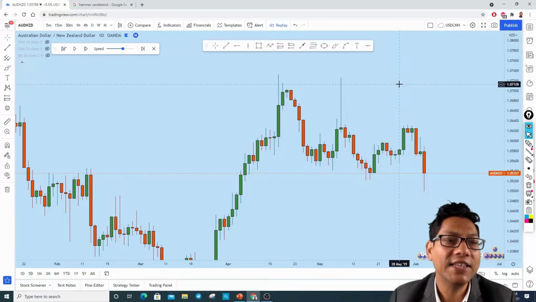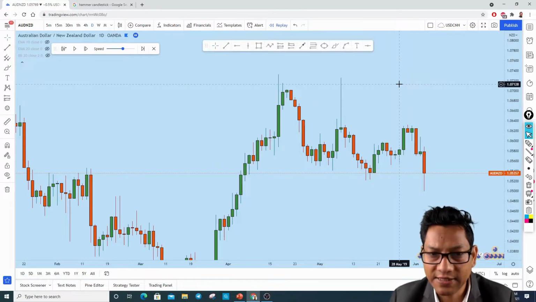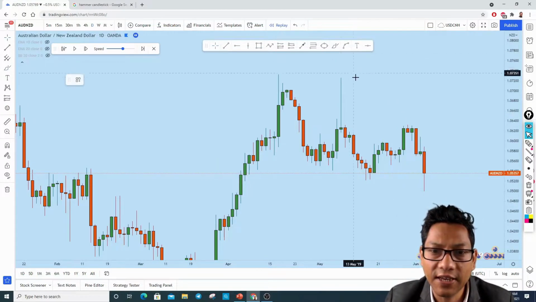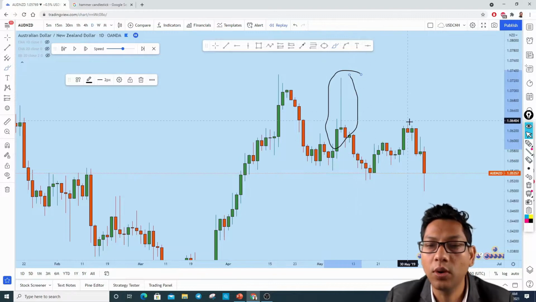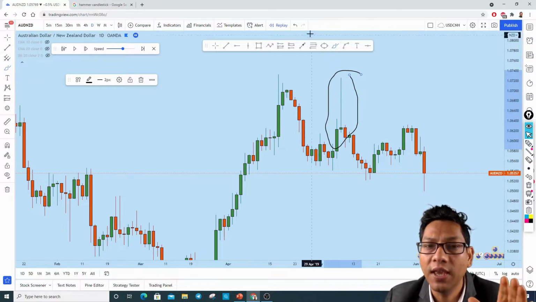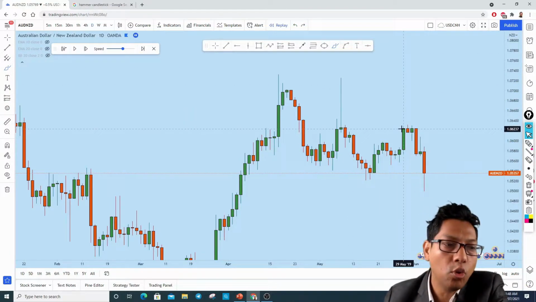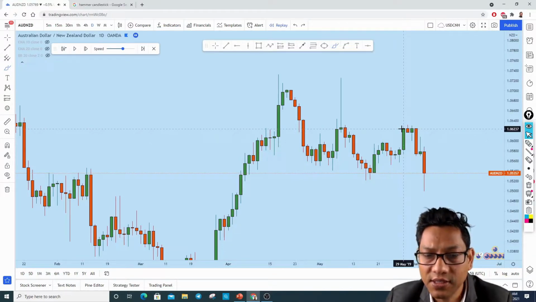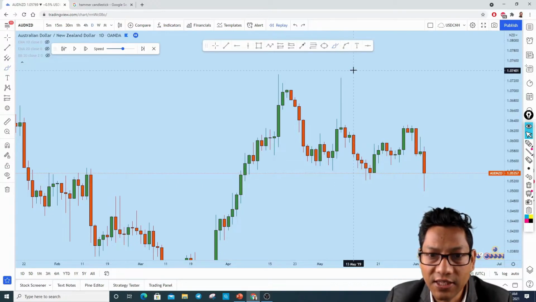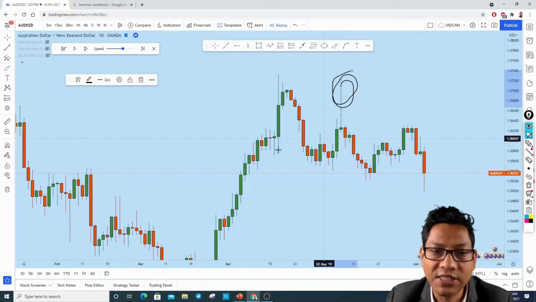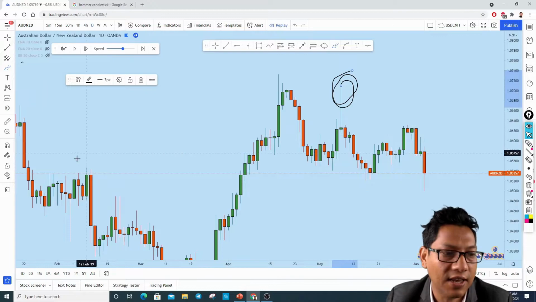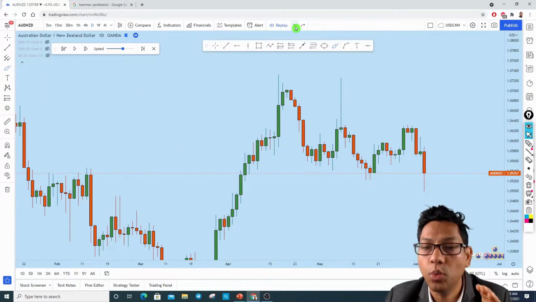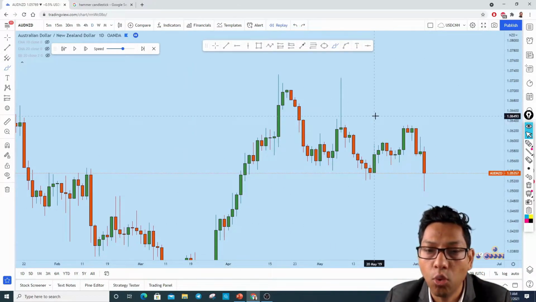Okay guys, so let's see this example in AUD NZD. Look at this candle here. See, this candle is what we can consider a long wick candle. Why? Because if you look at this chart, which candle catches your eyes? Definitely this candle, right? Because this wick is standing out from any other candle in this chart. So that is what we consider a long wick candle.